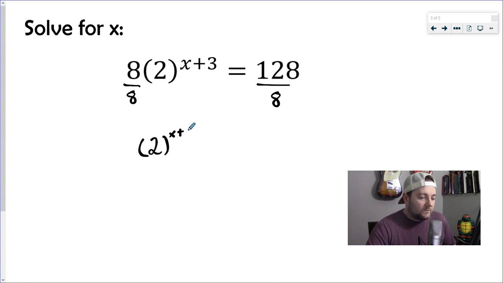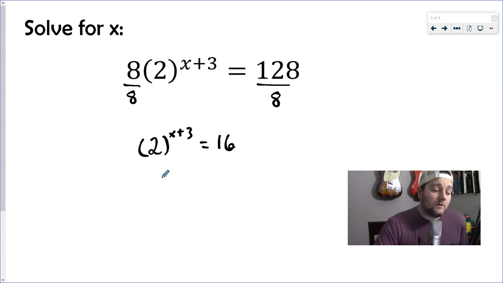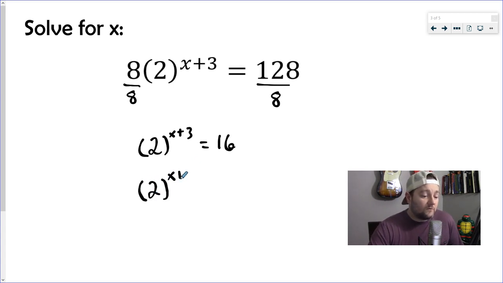2 to the x plus 3 equals 16. And then, of course, we can write 16 as base 2, as 2 to the 4. Now, one of the mistakes I often see my students make is changing the numbers and then not thinking about whether or not they're still equal. So, for example, someone might say, okay, let's just put an exponent 4 right here, and then I'll have 2 to the 4, 16 is equal to 16, we're good to go.